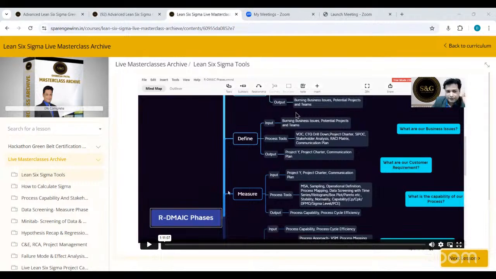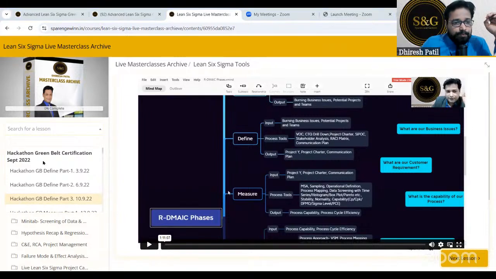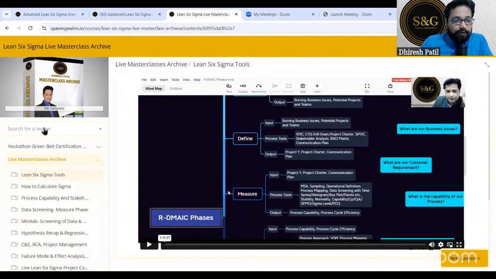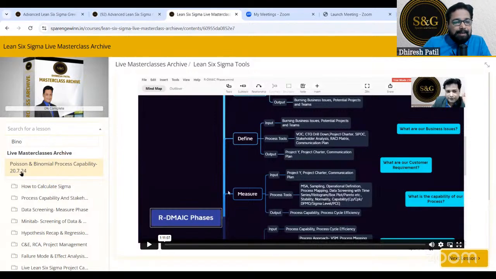Now look at this. Once you open any of the sessions, go on the left-hand side. You can see there is a search menu. In the search menu, you need to write this down. This is your homework. Just put binomial, Poisson and binomial process capability. Can you see here? This session is your homework. The date was 27/24, Poisson and binomial. This is the process capability analysis of discrete data with the help of Minitab. Just check this session. You will find all the details.